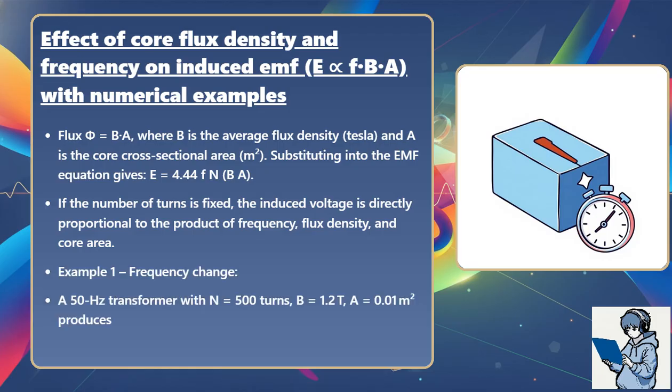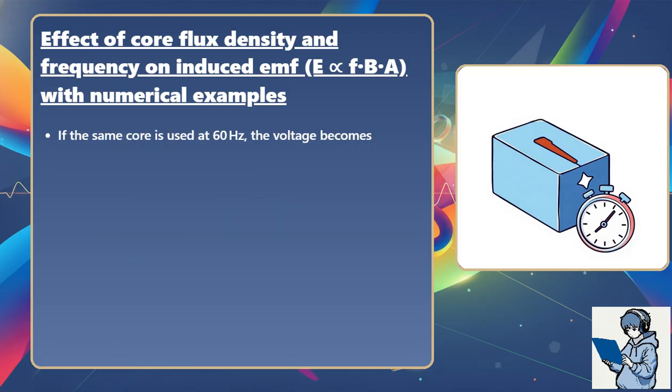Example 1, frequency change. A 50 Hz transformer with N equals 500 turns, B equals 1.2 Tesla, A equals 0.01 square meters produces E equals 4.44 times 50 times 500 times 1.2 times 0.01 equals 1,332 volts RMS. If the same core is used at 60 Hz, the voltage becomes E equals 4.44 times 60 times 500 times 1.2 times 0.01 equals 1,598 volts, about 20% higher.